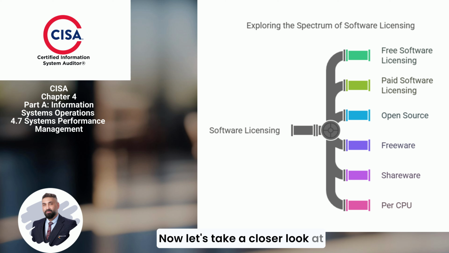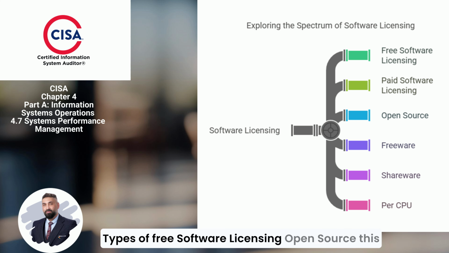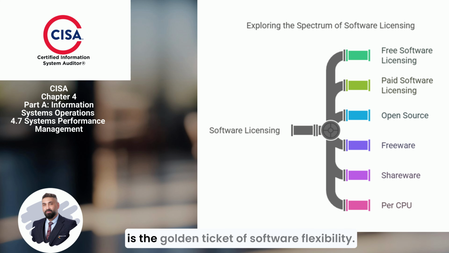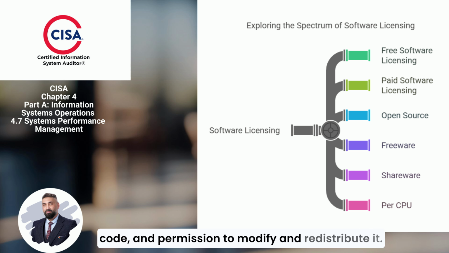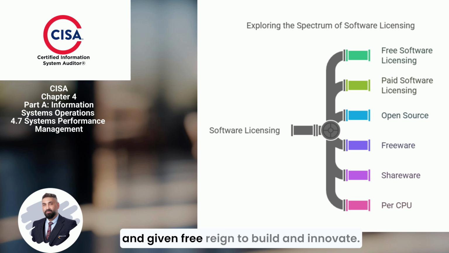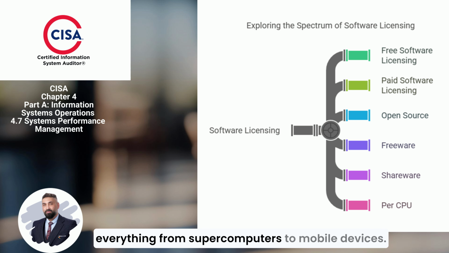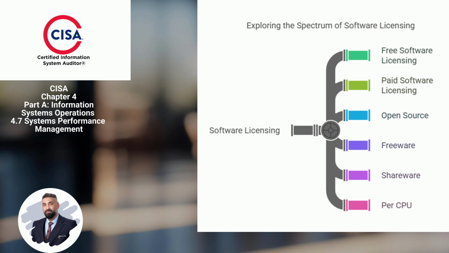Now let's take a closer look at the two main types of software licenses, free and paid. Types of free software licensing. Open source. This is the golden ticket of software flexibility. You get access to the program, its source code, and permission to modify and redistribute it. It's like being handed the blueprints for a machine and given free rein to build and innovate. Popular examples include Linux, which powers everything from supercomputers to mobile devices.